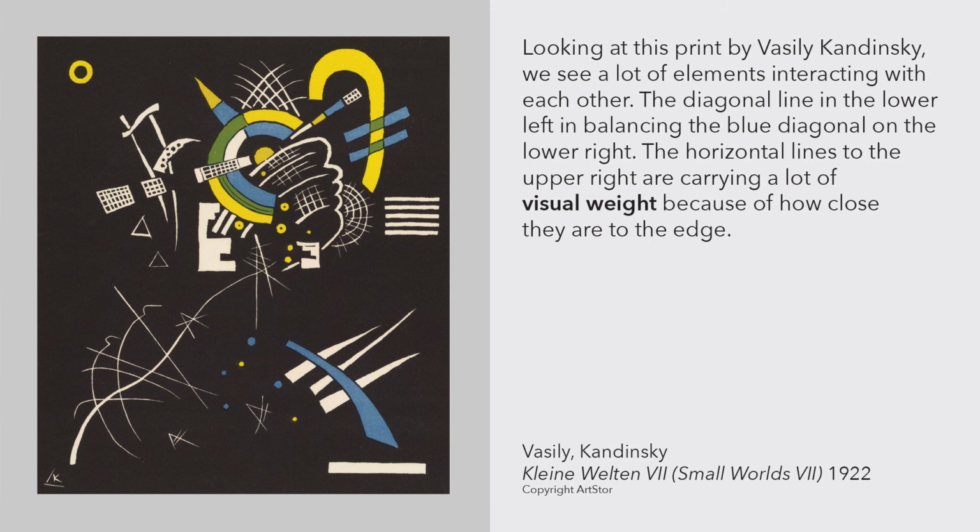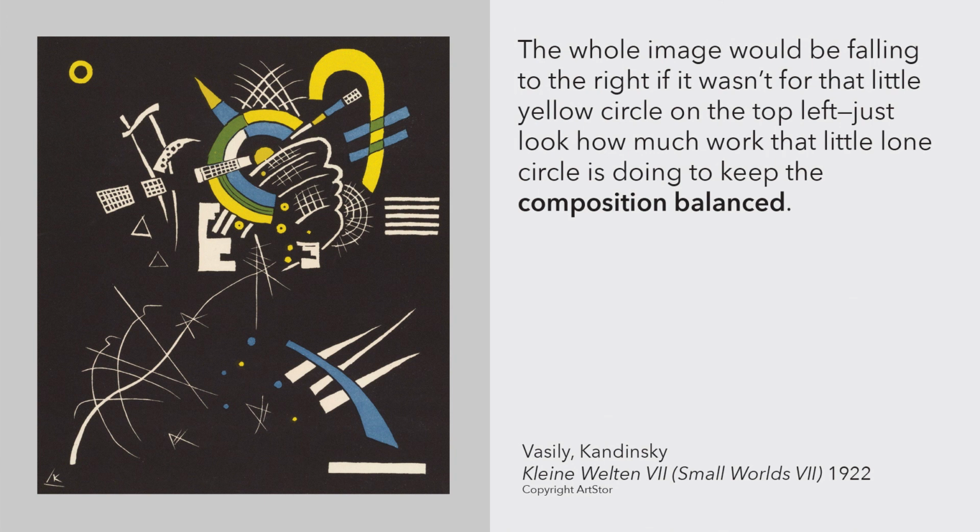Looking at this print by Vasily Kandinsky, we see a lot of elements interacting with each other. The diagonal line in the lower left is balancing the blue diagonal line in the lower right. The horizontal lines to the upper right are carrying a lot of visual weight because of how close they are to the edge. The entirety of this image would be falling to the right if it wasn't for that little yellow circle on the top left. Look how much work that one little circle is doing to keep the composition balanced.